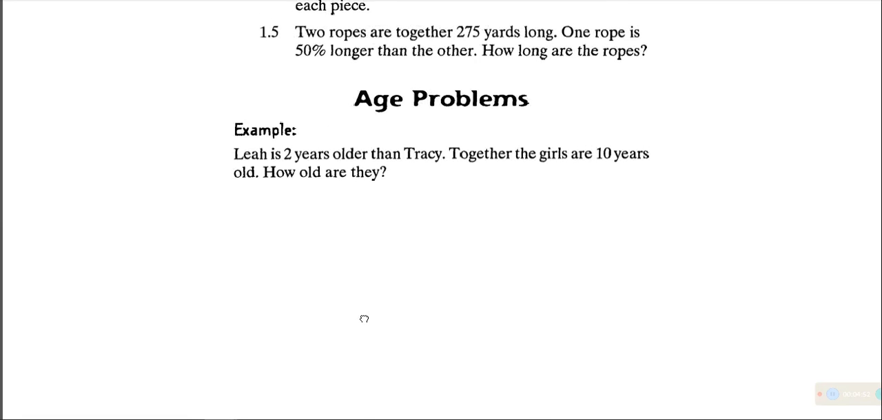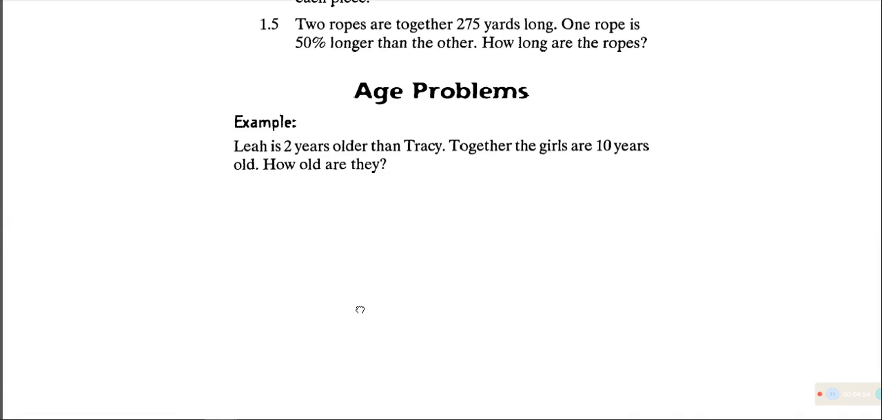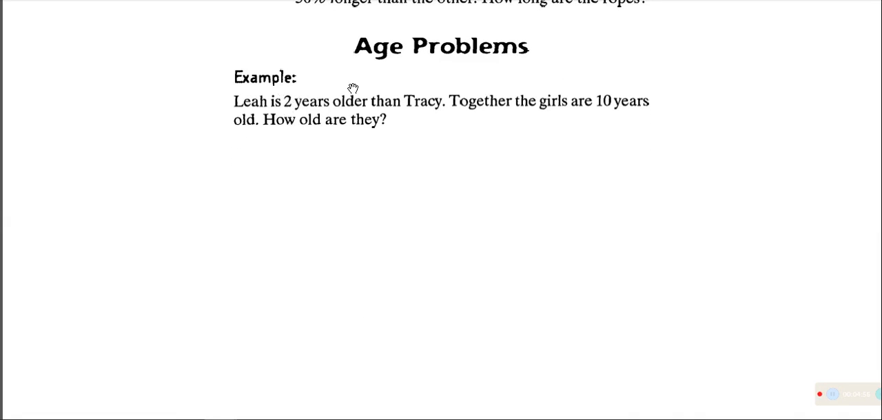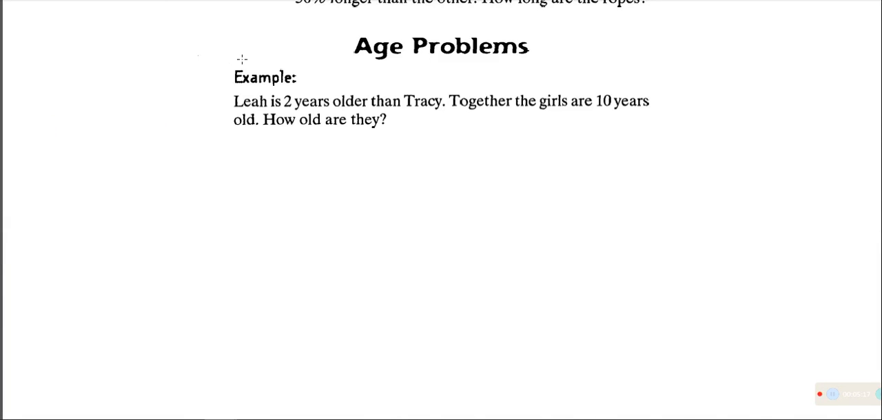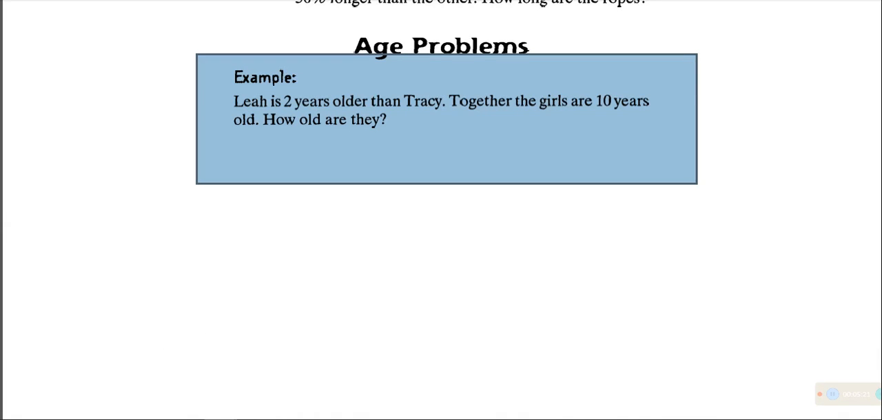Now, let's go to the age problems. Yan. So, for age problem, again, analysis lang naman to. Leia is 2 years older than Tracy. Together, the girls are 10 years old. How old are they? So dito, hindi ko muna ipapakita kung paano siya nasagutan sa book. Instead, we are going to solve it doon sa board natin. Ayan. So, how are we going to solve this problem?